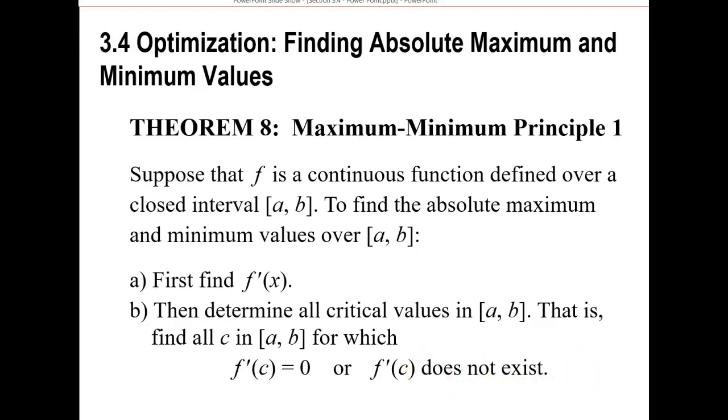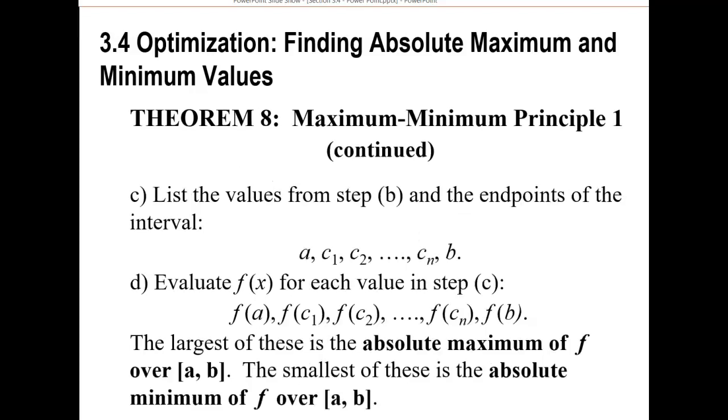So the possible locations for relative maxes and mins are also possible locations for absolute maxes and mins. List the values from step B, meaning all your critical points, c1, c2, up to however many there are, and the endpoints, a and b. An absolute max or min could occur in the interior, like the relative maxes and mins, or it could occur at the endpoints of the closed interval, a and b. So those are your candidates for where they might happen.